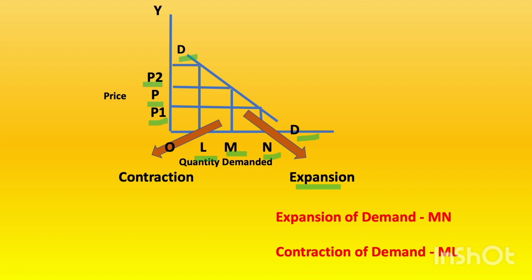Because of changes in the price, there are changes in demand. When demand increases, you call it an expansion, and when it decreases, you call it a contraction. So expansion of demand is from M to N and contraction of demand is from M to L.